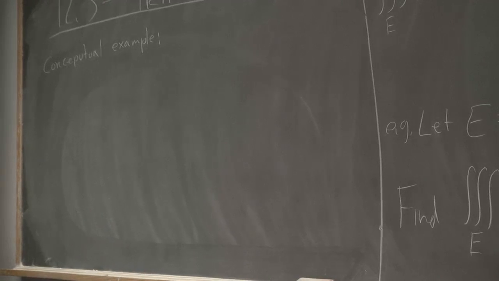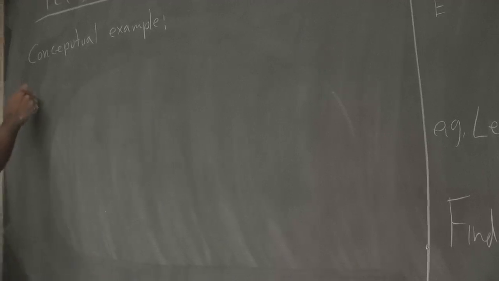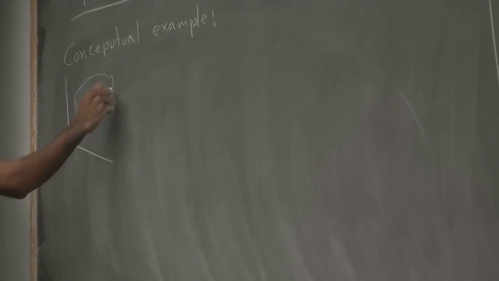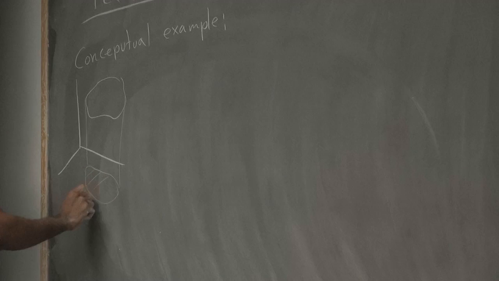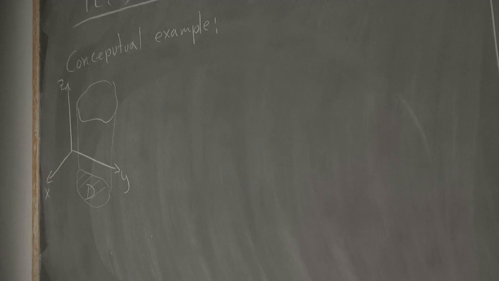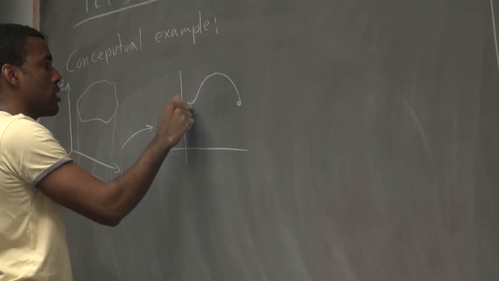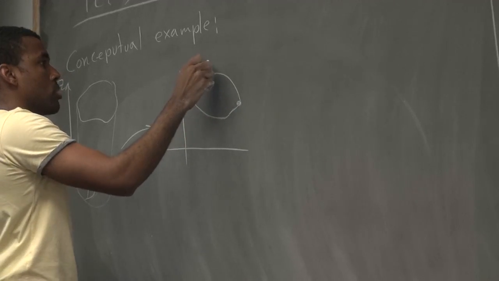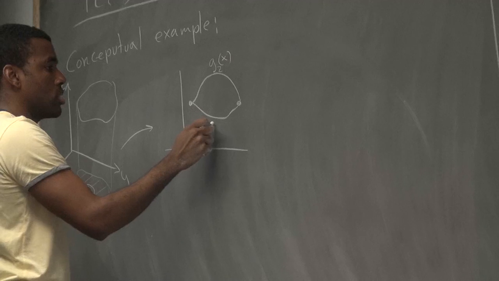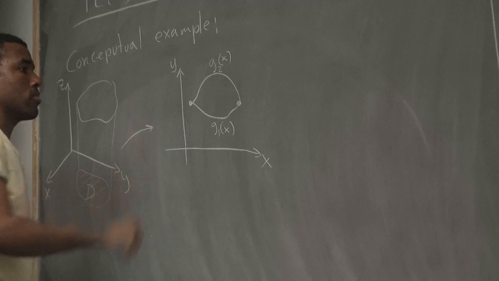Just how to sort of think about it. Let's say you have some sort of object. It's projected into here, D. So first you'd have to figure out what the object looks like and figure out what its shadow looks like. Then, suppose you have its shadow, you can describe it in this way, where you have G2 of x, G1 of x. And this is in the xy plane.